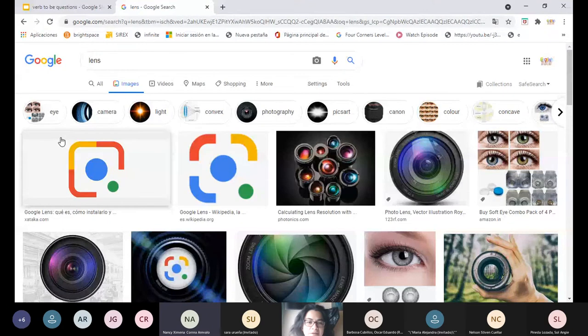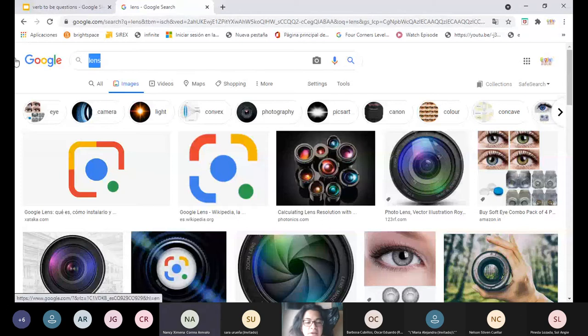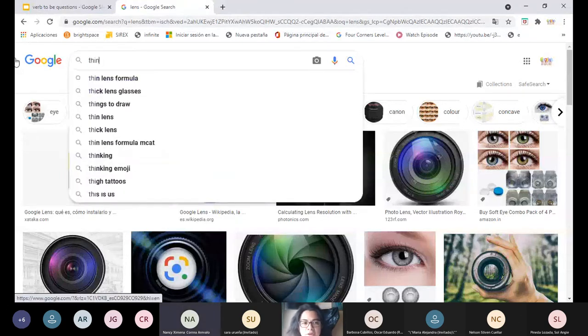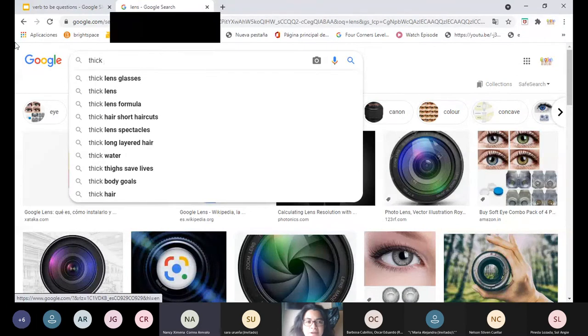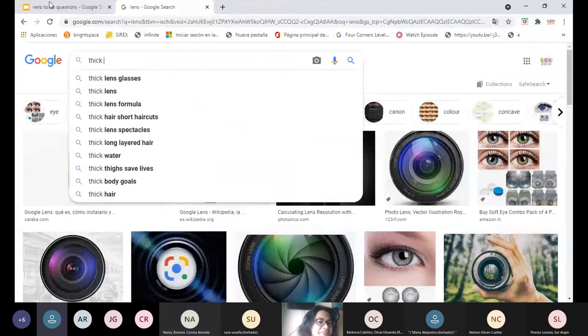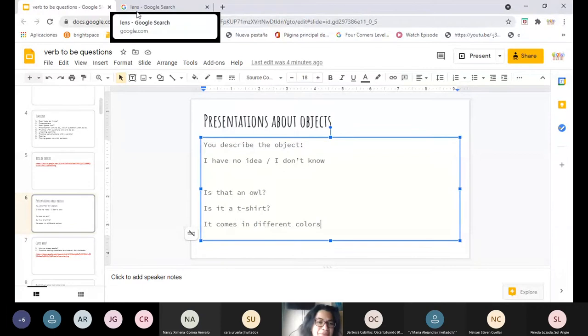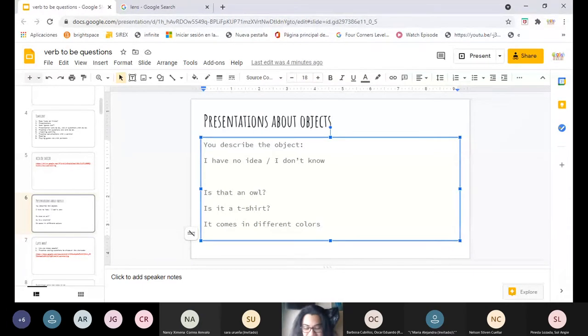It's thick. Is that a camera? Yes. Okay, good. You wrote made: it's made of aluminium. Good, Jimena. Excellent. Edwin, are you ready?